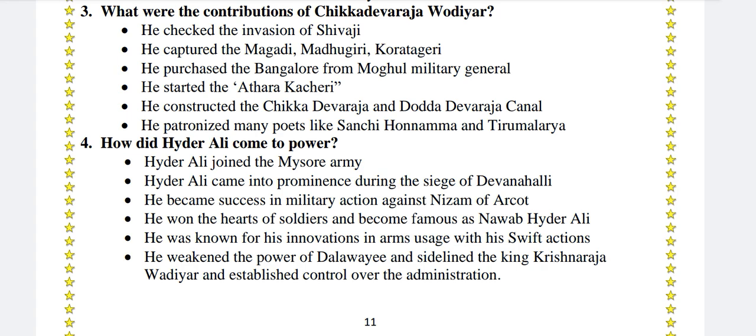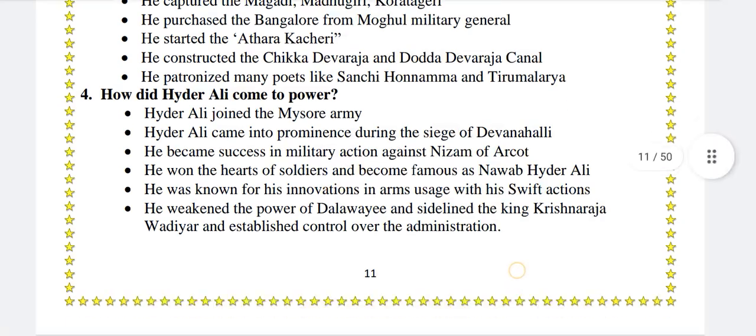How did Hyder Ali come to power? Hyder Ali joined the Mysore army. Hyder Ali came into prominence during the siege of Devanahalli. He became successful in military action against the Nizam of Arcot. He won the hearts of soldiers and became famous as Nawab Hyder Ali. He was known for his innovations in army usage with his swift actions. He weakened the power of Dalavai and sidelined the king Krishnaraja Wadiyar and established control over the administration.